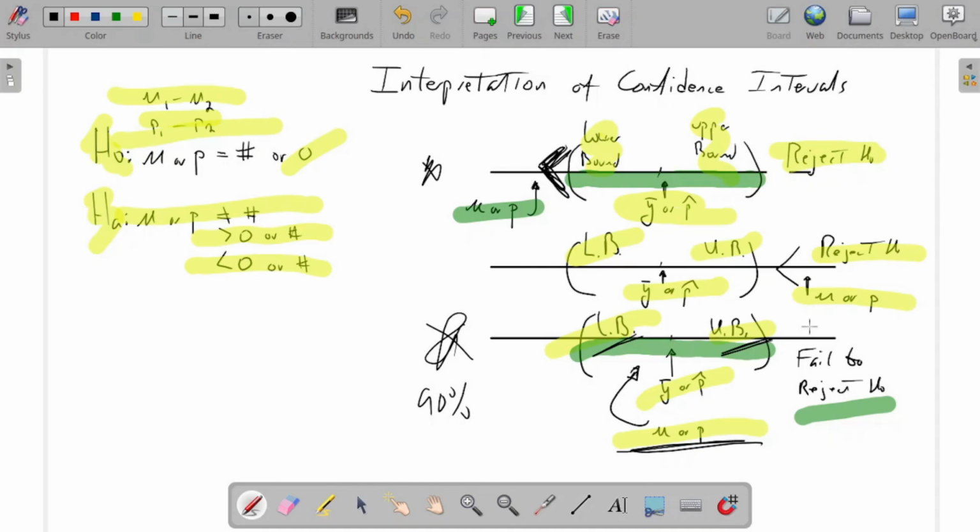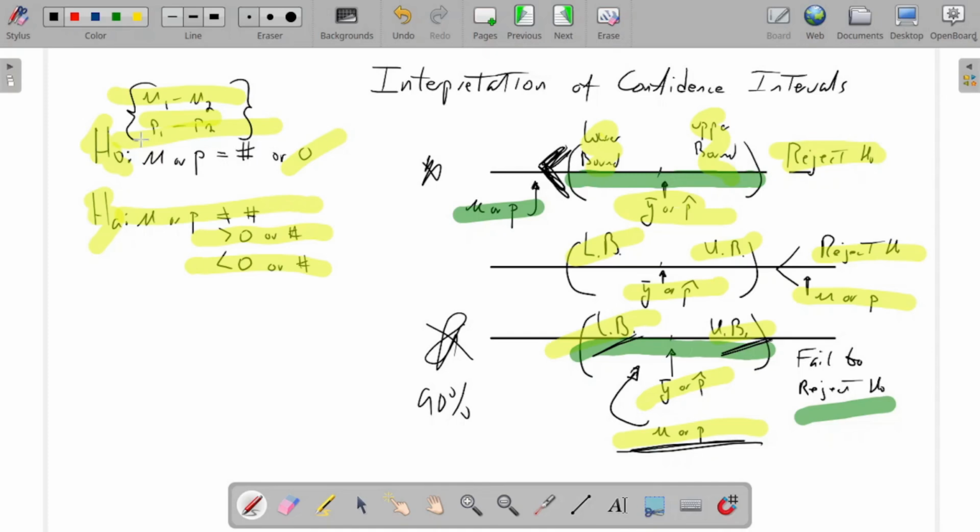And of course, with both the estimate and the parameter inside, it's probably next to impossible to suggest that there's a statistical difference between the two things, so we fail to reject the null hypothesis. It's just as simple as that. Now, on the doodles on the screen here, I only have the single instances of either mu or p, but remember that this also applies for the difference between two means, or the difference between two proportions.